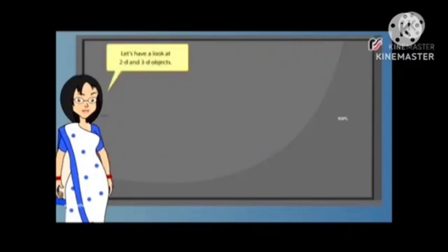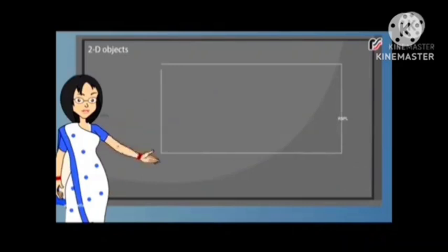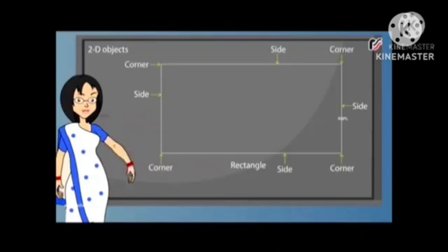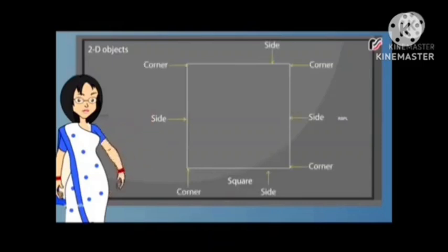We know that flat objects are classified as 2D objects and solid objects are classified as 3D objects. Let's have a look at 2D and 3D objects. 2D objects. This is a circle. It has no sides and no corners. This is a triangle. It has 3 sides and 3 corners. This is a rectangle. It has 4 sides and 4 corners. Its opposite sides are equal in length. This is a square. It has 4 sides and 4 corners. All of its sides are equal in length.